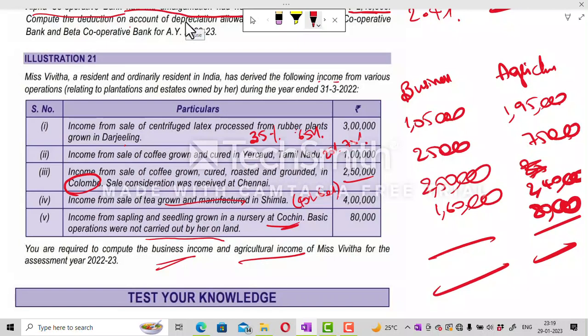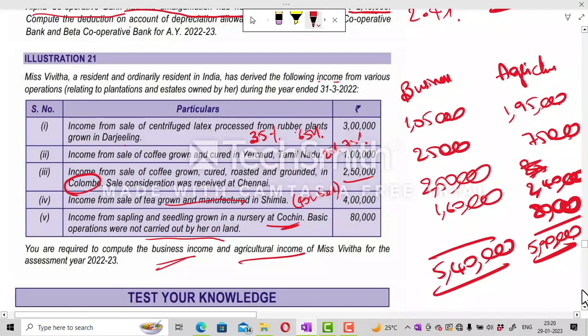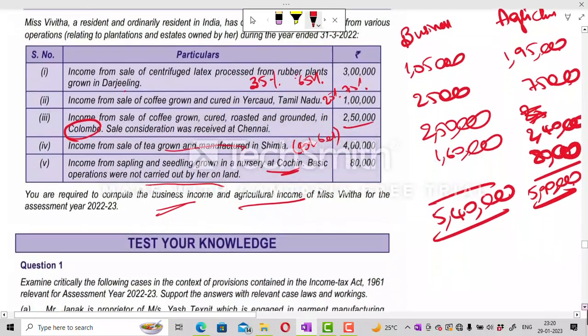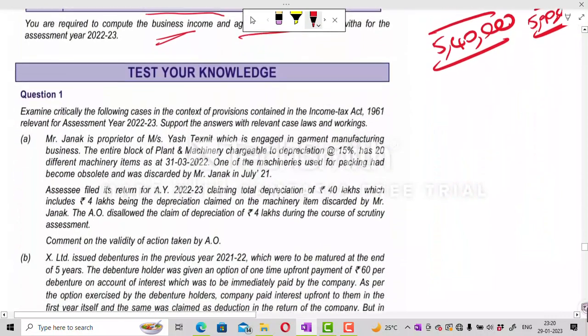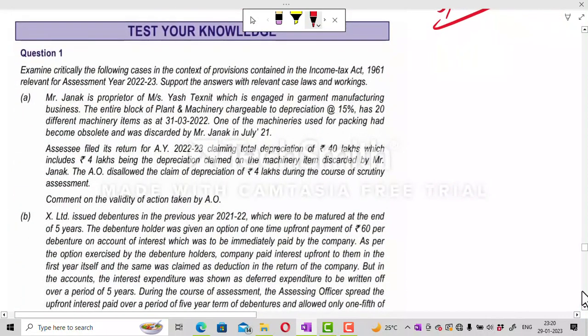So what is the total of agriculture income? 5,90,000. 5,40,000. Okay. With this, we have done with illustrations. There are 11 more test your knowledge questions in this chapter.